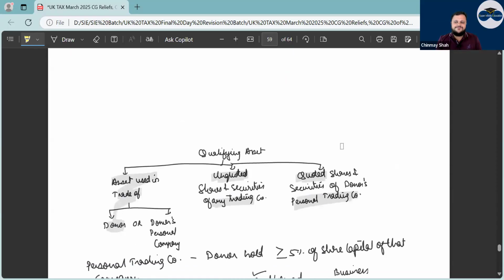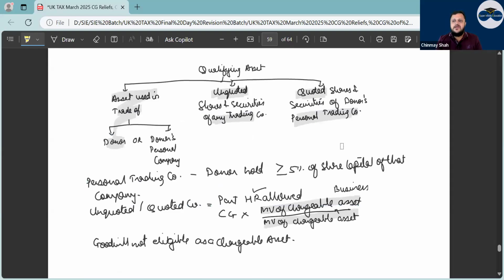But for holdover relief, what are the qualifying assets? Assets that can be gifted with holdover relief: assets used in the trade of the donor and the donor's personal company. Unquoted shares and securities of any trading company. Quoted shares and securities of the donor's personal trading company. Whenever I say personal trading company, the donor has to hold more than 5% of the share capital, right? Unquoted or quoted company, there is one specific question, right? Whenever you are transferring shares, correct, of a quoted or unquoted company, right?